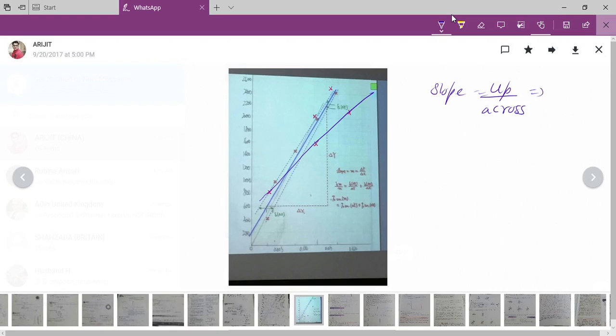Or you can also write that y means final minus initial, x final minus initial. Sorry, it will be y2 minus y1 upon x2 minus x1, okay? So y2 minus y1, it is your final point here, okay?